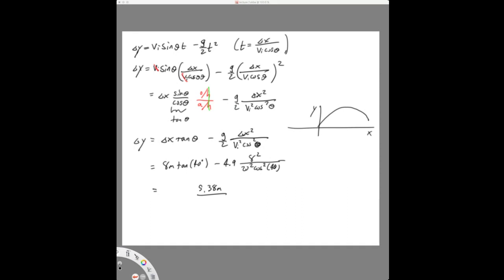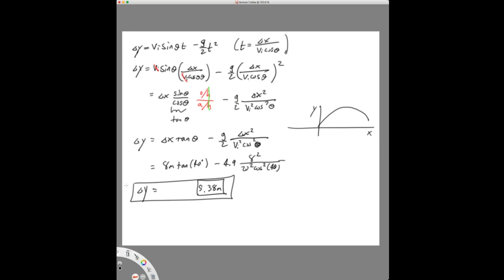I got 5.36. Okay, that's pretty close to what I got. Anybody else get 5.36? 5.38. Okay, let's call it 5.4. And I think this is probably right because I've gotten that several times now.